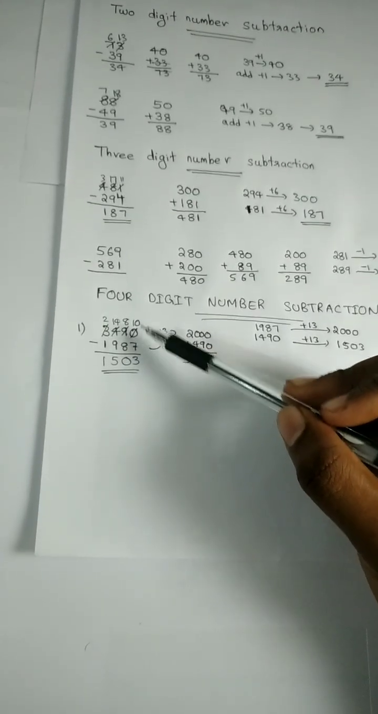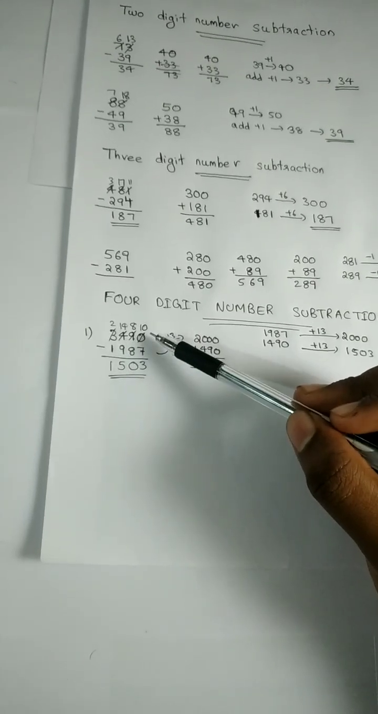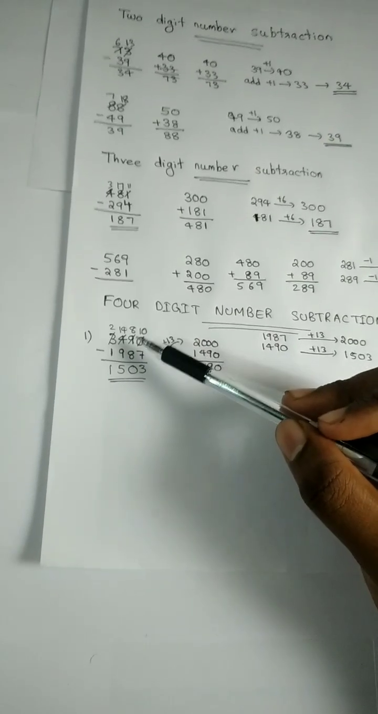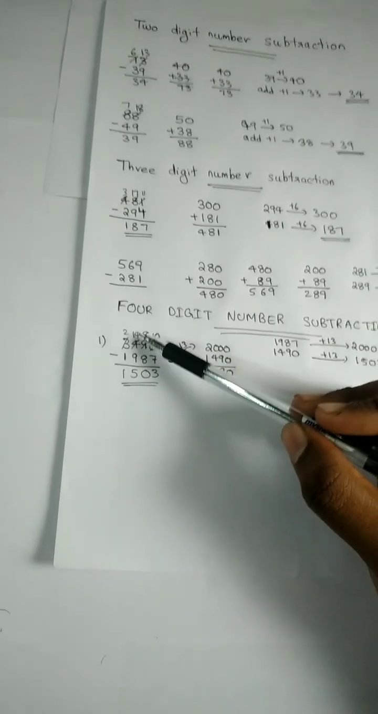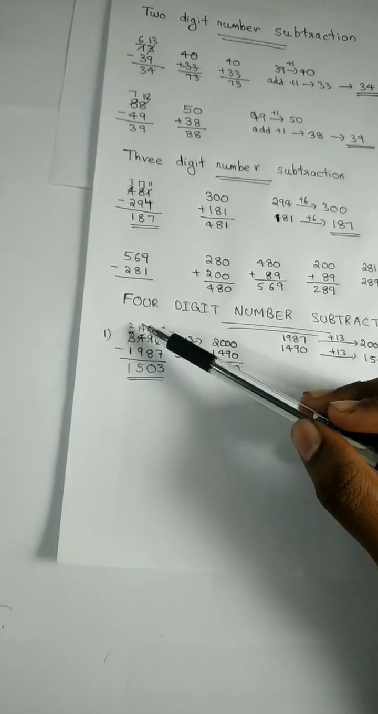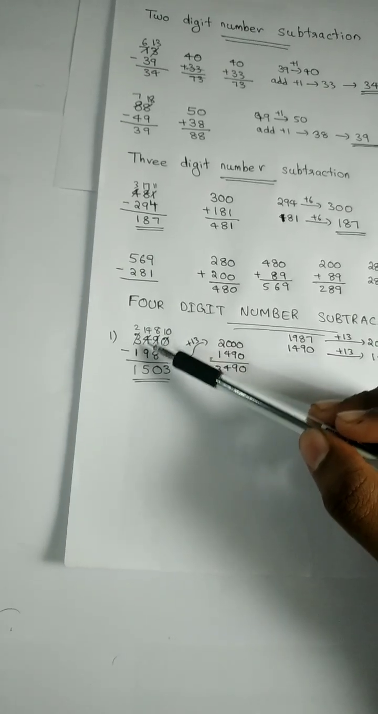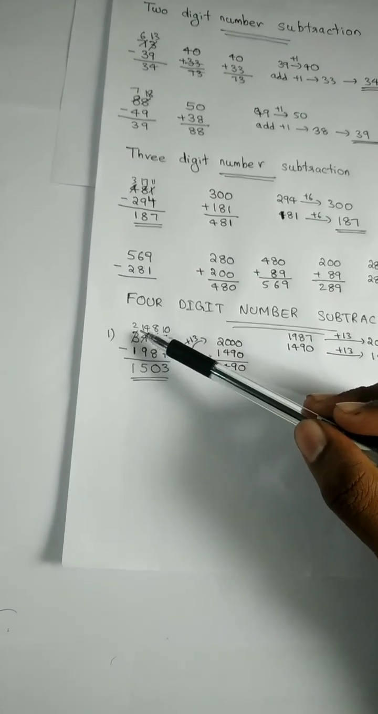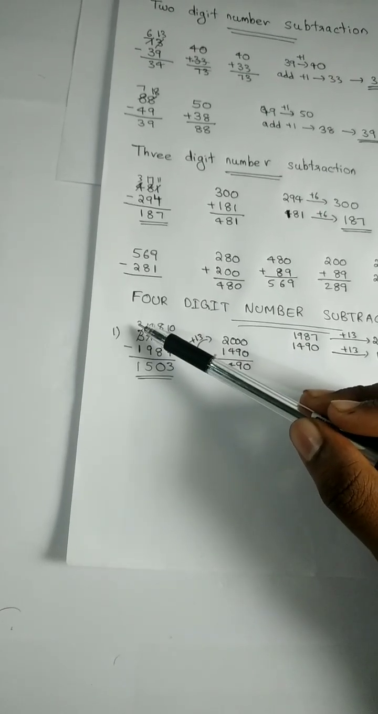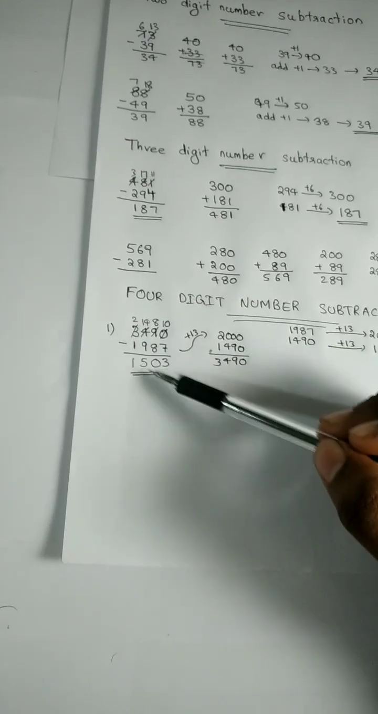So 0 would become 10. 10 minus 7 would be 3. Here you take one carry. So 9 would become 8, since there would be 1 less. 8 minus 8 would be 0. From here onwards, it would be a new calculation. 4 can be written as 14. 14 minus 9 would be 5. And you exchange 1 from here, so 3 would become 2. 2 minus 1 would be 1. 1503. It was very hard to calculate like this.